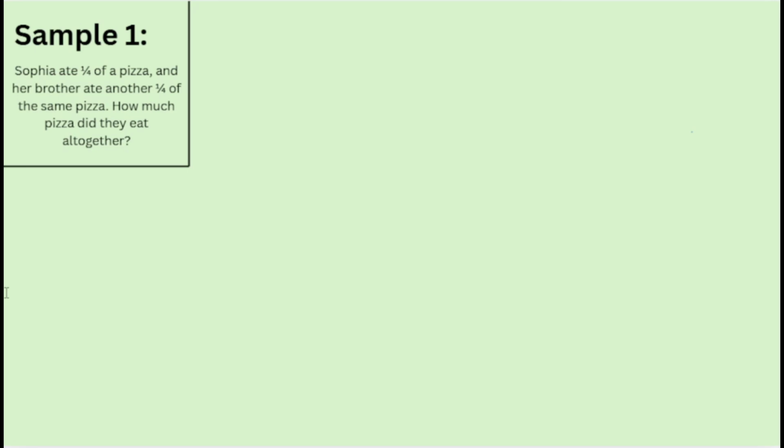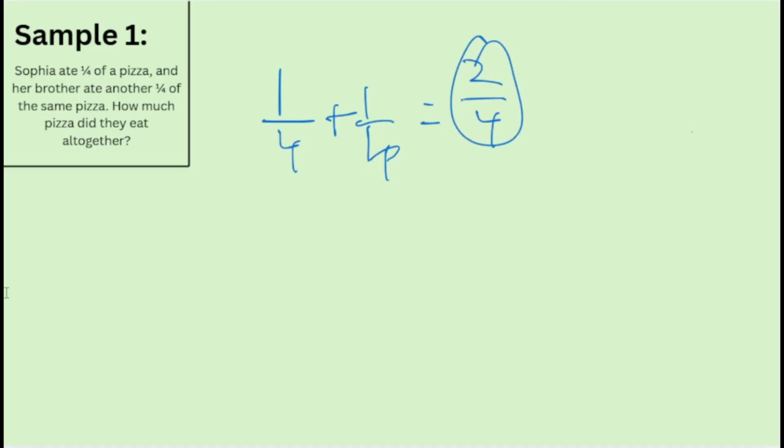So given that Sophia and her brother each ate 1/4 of the pizza, let's write that down, okay? So let's write that. 1/4 plus 1/4. We have to add them together and we'll calculate that the total amount that they have is 2/4. But this isn't the final answer. And if you watch our old videos, you still have to simplify it further. So we will get 1/2 in the end. And in its simplified form, 1/2 is the final answer. Remember, we always need to simplify our fractions, okay?